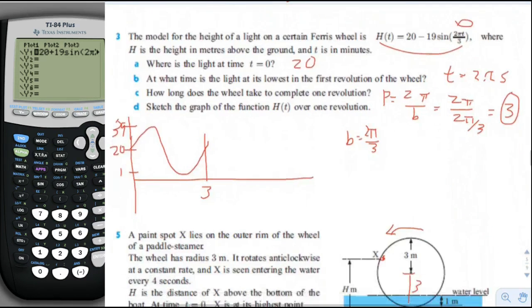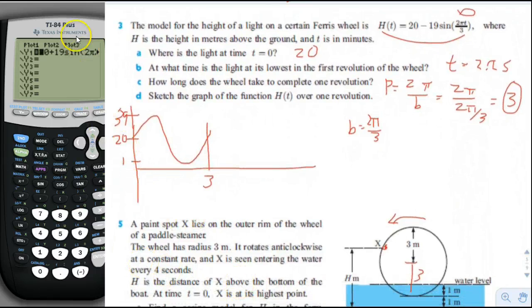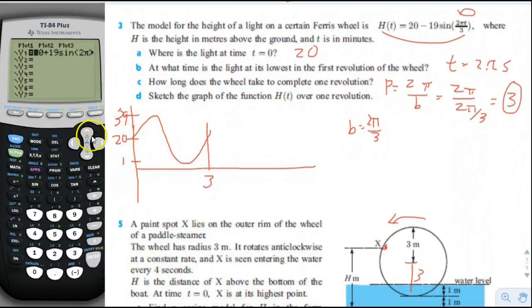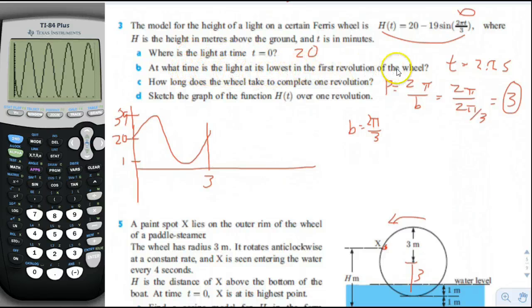Okay, and then when we type this into the calculator, the first time I did it, I made a mistake. I put plus there. It's going to be minus, okay? Now when I graph it, there we go. Okay, so it says, at what time is the light at its lowest in the first revolution? So we're looking for this point here.